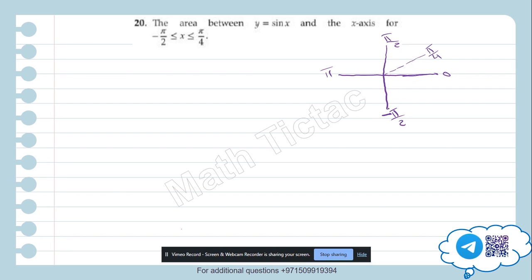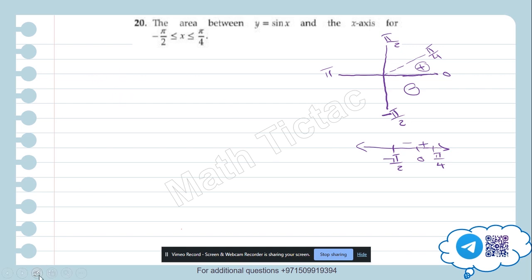Now the sign from minus pi over 2 to 0, it will be negative. And from 0 to pi over 4, this is going to be positive. So over here, I can say that on the number line, from minus pi over 2 until 0, the sign is negative. And then from 0 to pi over 4, this is going to be positive.